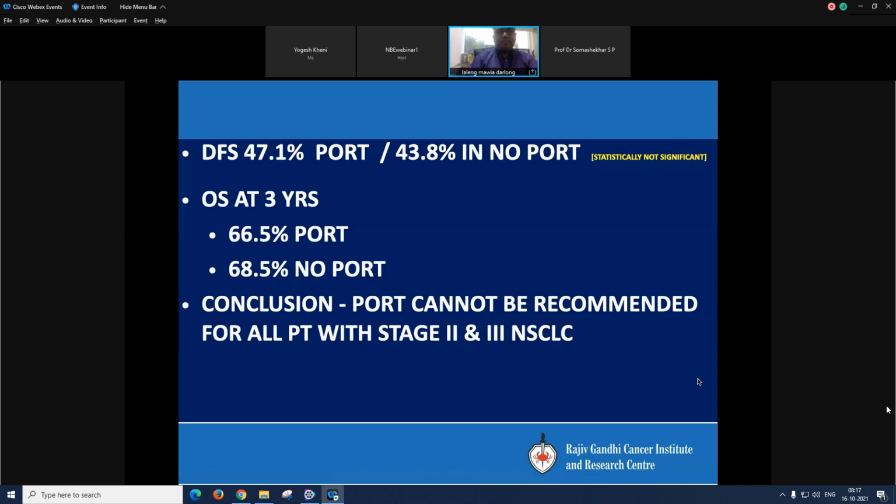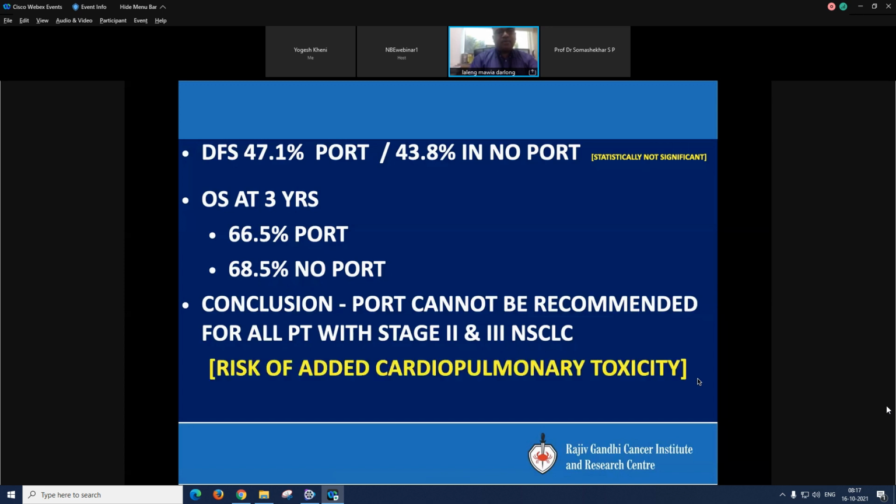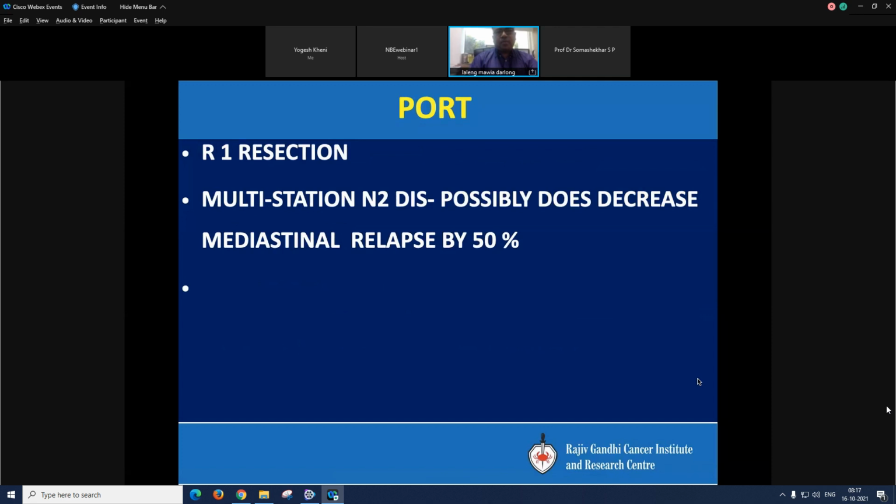They concluded that PORT cannot be recommended for all patients with stage 2 and 3 NSCLC in terms of the risk of added cardiopulmonary toxicity. It is only in select cases we now apply PORT, that is R1 resection, multi-station N2 disease, because of the possibility of decreasing mediastinal relapse by 50%. So again, this is where is the importance of doing a complete mediastinal lymph node dissection so that we do not leave behind disease and add the increased rate of cardiopulmonary toxicity by adding PORT.